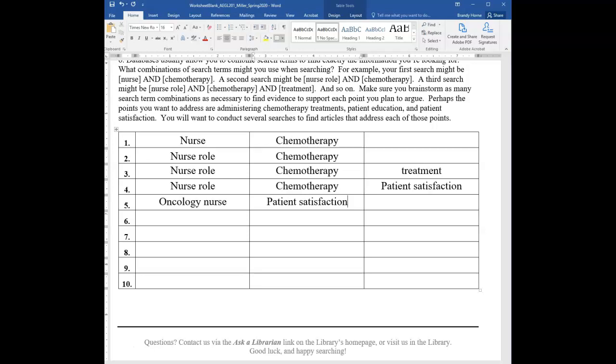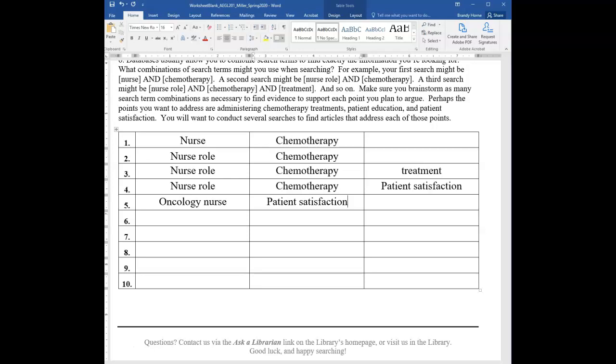Okay, so again, think of databases as those multiple search boxes that allow you to combine search terms, and each combination of search terms allows you to target information that will support some aspect of your argument, right? And that is what we use this table for. Again, you don't have to print off this worksheet. You can do this on a blank sheet of paper and just combine search terms, and then when you go into the databases, you have something to work with, right?